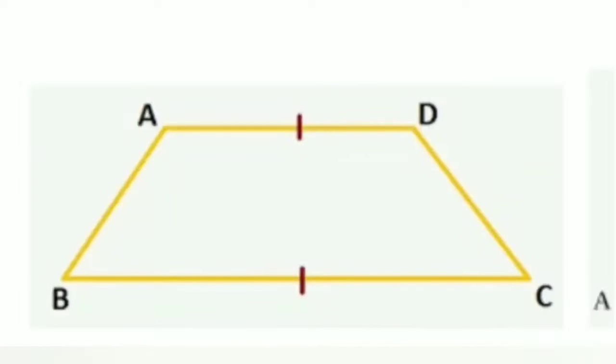Next topic is kinds of quadrilaterals. So, first one is trapezium. So, trapezium is a quadrilateral with a pair of parallel sides.